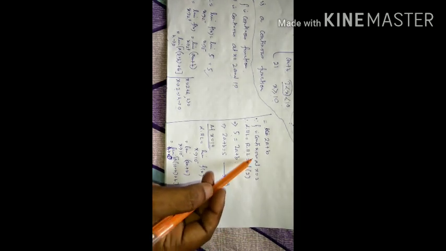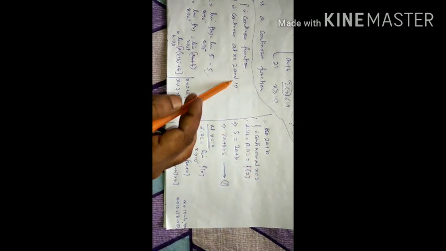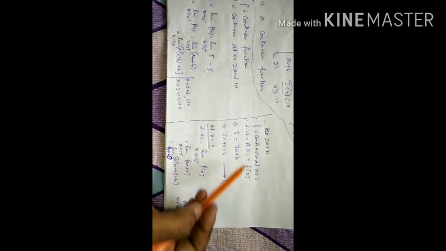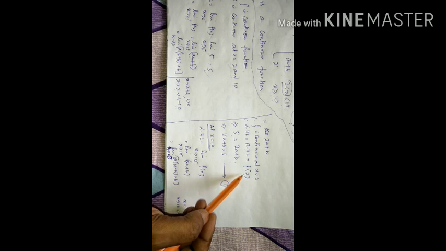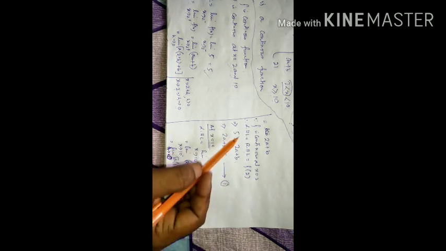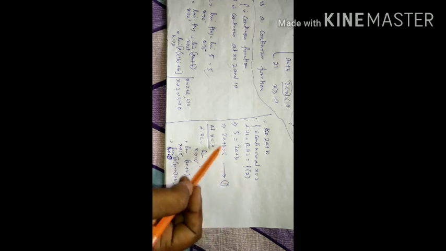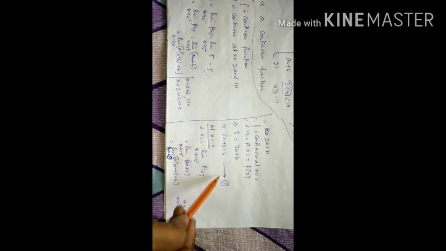Since your function is continuous at x equal to 2, the left hand limit is equal to the right hand limit, which is equal to the functional value at x equal to 2. The left hand limit is 5, the right hand limit is 2a plus b, and the functional value is also 5. So ultimately you get the equation 2a plus b equals 5. This is equation 1.